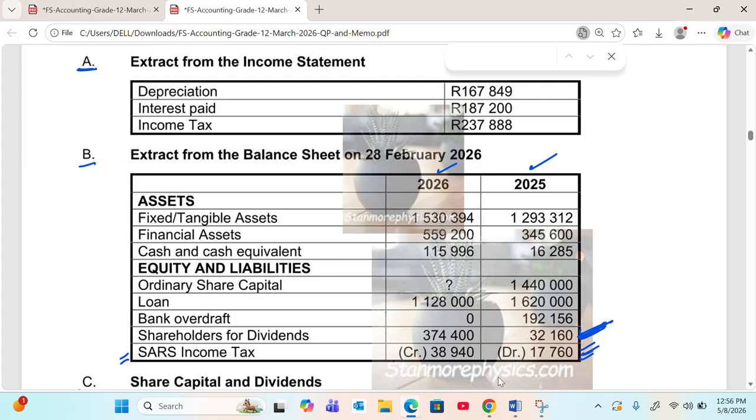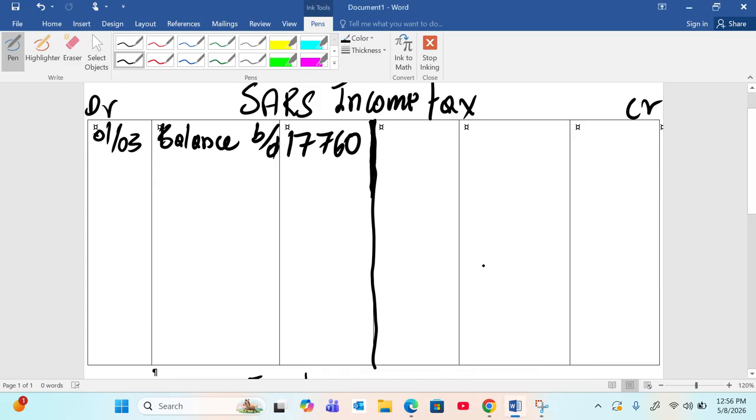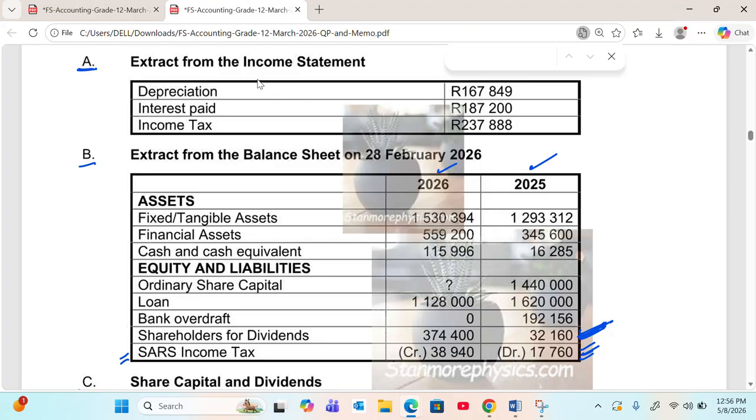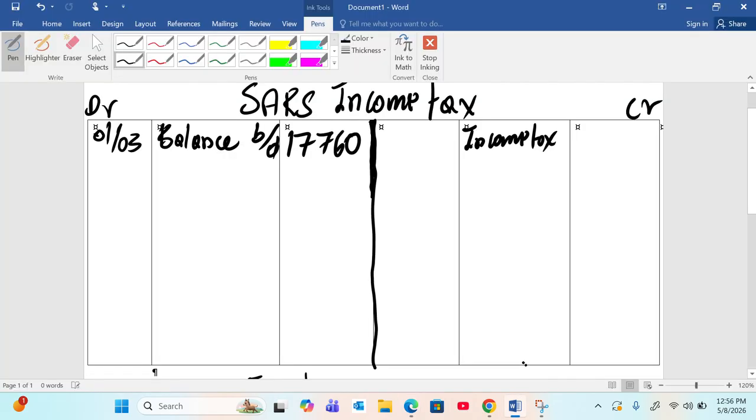Okay? So on the SARS income tax, what do we credit? We will always credit income tax, the income tax that we have paid for the current financial year. So we'll credit income tax. Where are we going to get the income tax, guys? The income tax from the extract from the income statement. It is given there. 237,888.